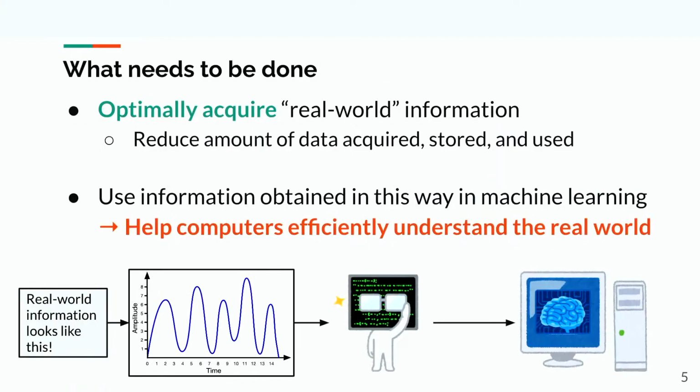So what needs to be done? Well, my approach is I wanted to optimally acquire this real-world information. What I mean by that is that I want to reduce the amount of data that we acquire when we take it from the real world, and thus the data that we store and the data that we use. And I want to use the information that we obtain in this way, in particular in machine learning applications. Hence the name, Help Computers Efficiently Understand the Real World. So this is what real-world information looks like, believe it or not. This is our efficient approach, and this is our computer understanding the world efficiently.